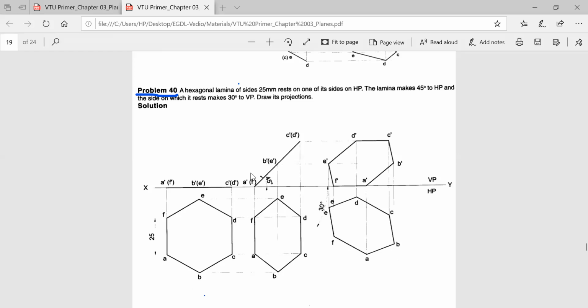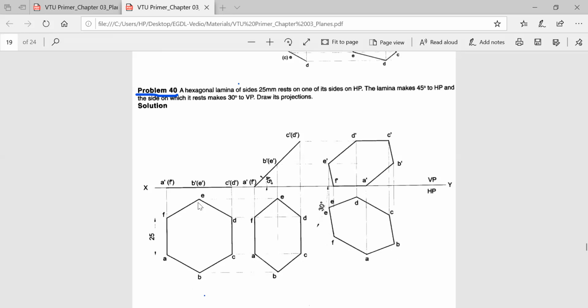Locus of F and F dash will meet here, so this is our F. Locus of D and D dash meets here, so this is our D. Finally, locus of E will meet E dash over here, so this is our E. So after you get all the corners, please use a thick dark pencil and darken it.